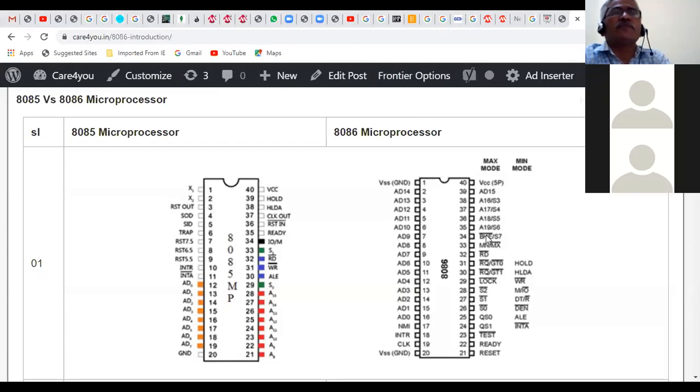Then you can see the other line as BHE, bus high enable. Bus high enable, when you wish to read the data 16 bit at a time from the memory.